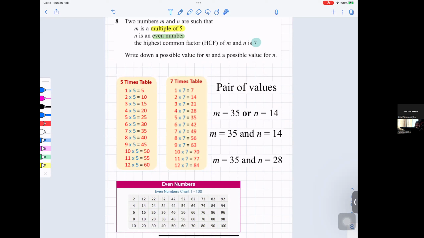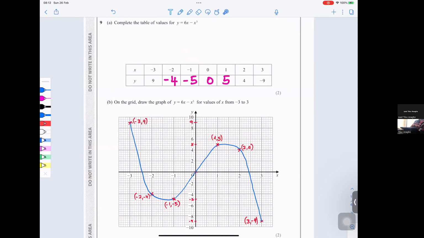And another one you can get is M 35. So M for Mike is a multiple of 5, that is 35. And N for November is an even number, that is 28. So that's another pair of numbers.